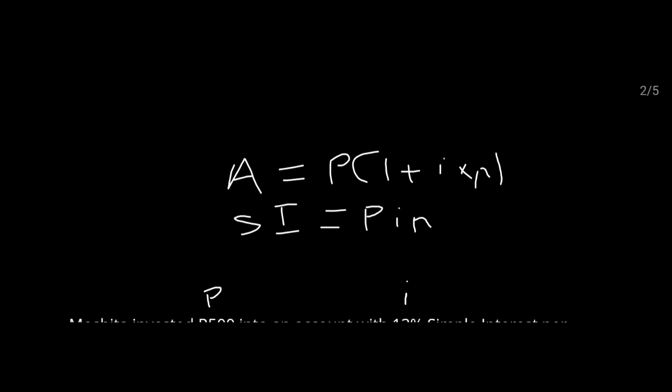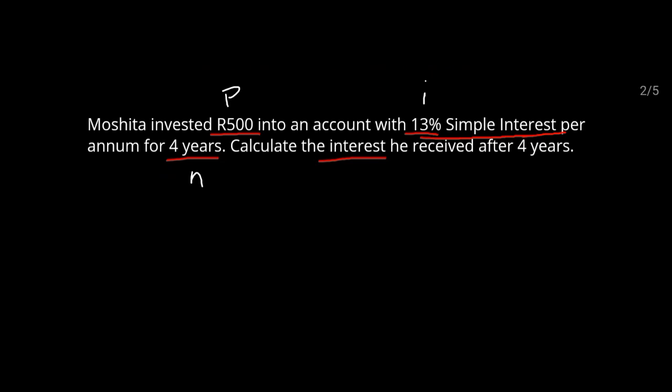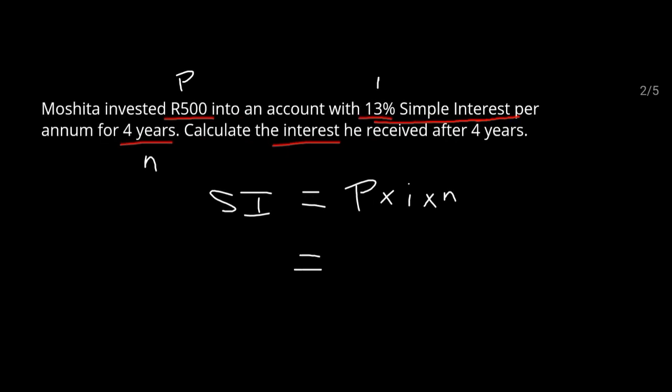So the simplest way is to use this formula, because it is the one that gives the interest amount they are looking for, which is SI, the simple interest amount. We know what they are looking for, and we have P, we have I, we have N, meaning we can use the simple interest formula. The simple interest amount is equal to P times I times N. And then we just substitute. We have our P is 500 rand. We have our interest is 13%. Remember, we write it in decimal, so we divide by 100, and then multiply by the period, which is 4 years.